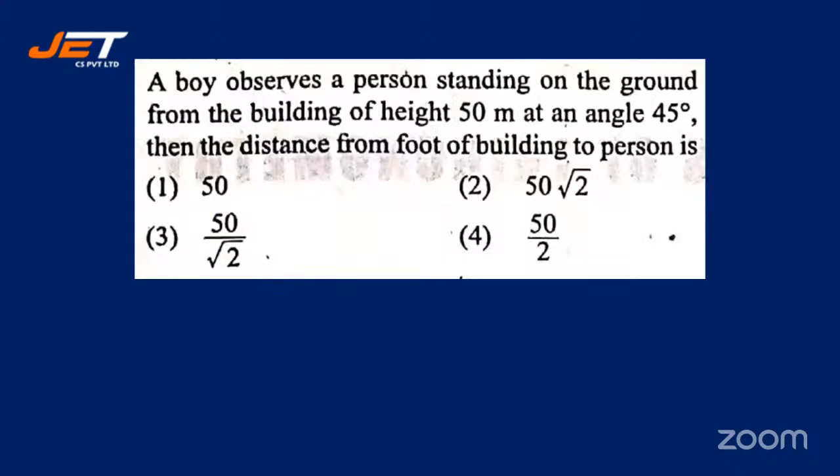So here goes the first sum. Take out your notebook quickly. Please work out these sums and give me the answers. The first sum: a boy observes a person standing on the ground from the building of height 50 meter at an angle 45 degrees. Then the distance from foot of building to person is dash.